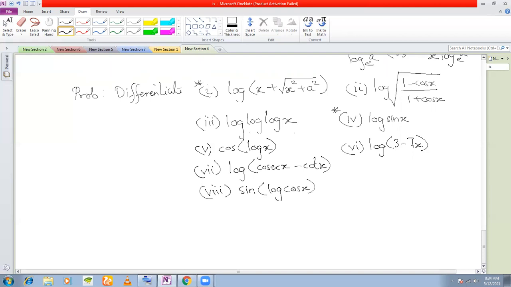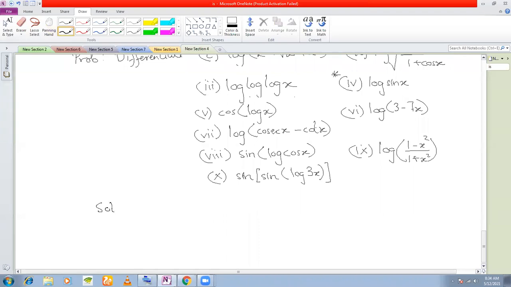And next one is log of 1 minus x square by 1 plus x square, and number 10 is sin log 3x. All these.